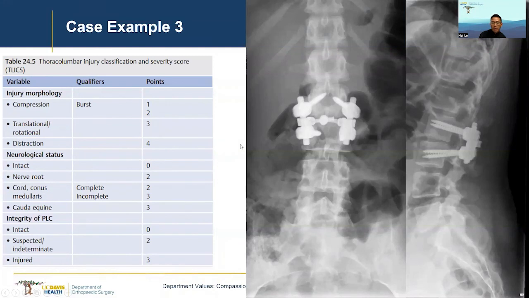So how you calculate this is actually as a flexion distraction injury, right? You get a 4. The patient is neurologically intact, so you get a 0. But the PLC is completely out because of the distraction injury, so it's injured. So it's a 7, right? So this is a score of 7. And we did a very small surgery. We just decompressed at that level and then instrumented at the L2-L3 level, and did a short segment fusion. And the patient did very well after surgery. So you know it's an unstable spine injury.